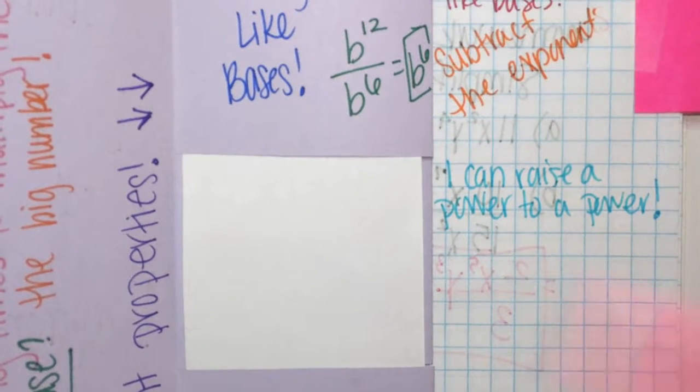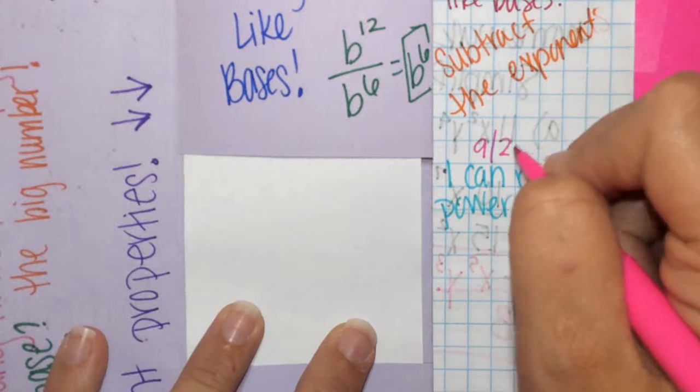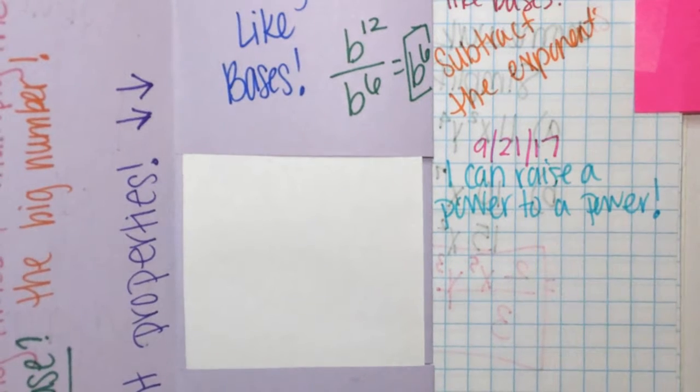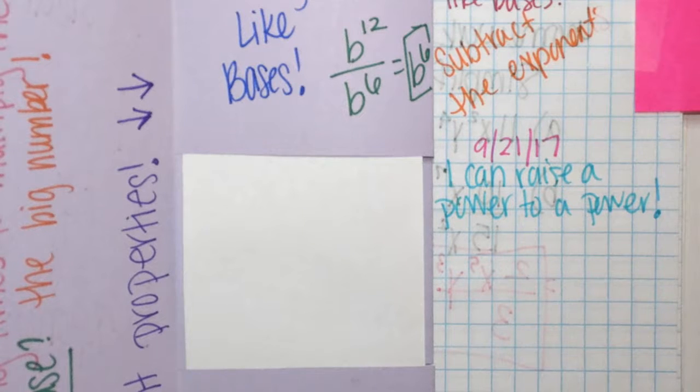And let's write the date. Today is the 21st. One day till Mi Madre's birthday. Mi Madre is my mother. Oh, well, we'll send her a Snapchat and we'll say happy birthday. She'll love it.